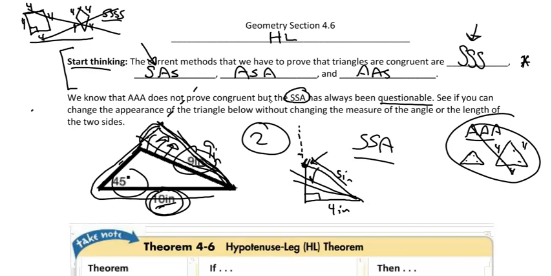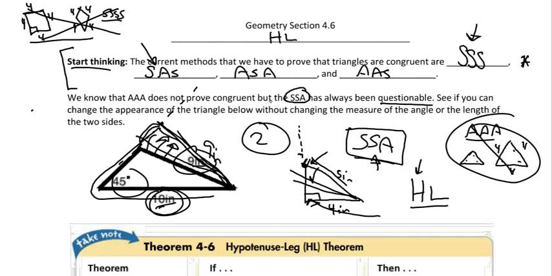I understand that this is a little bit of a confusing concept. But basically, what I'm getting at is that SSA does work, but only when this is a right angle. It won't work when you have different angle measures. So rather than saying SSA does work in this case, they name it something different. They name it HL.